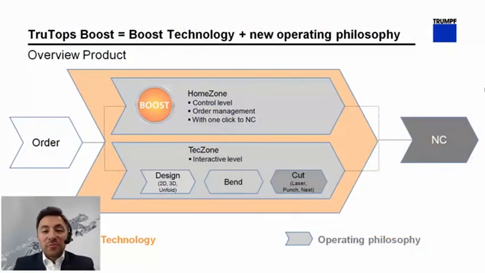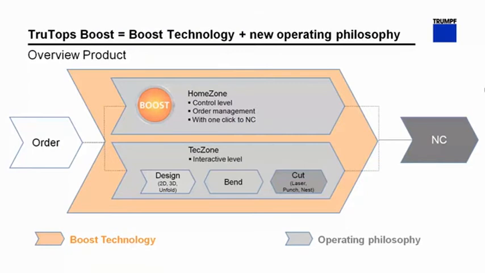So let's remind ourselves how TruTops Boost is structured. Basically, TruTops Boost is the sum of the Boost technology and the new operating philosophy. So the Boost technology contains all the automatic calculations, automatisms, and the whole new software architecture. The operating philosophy contains the division of this programming process into two levels.